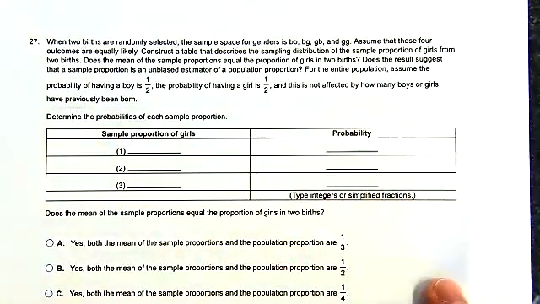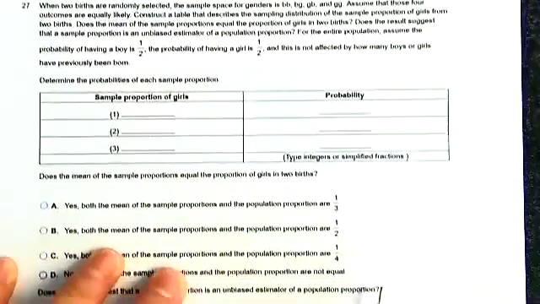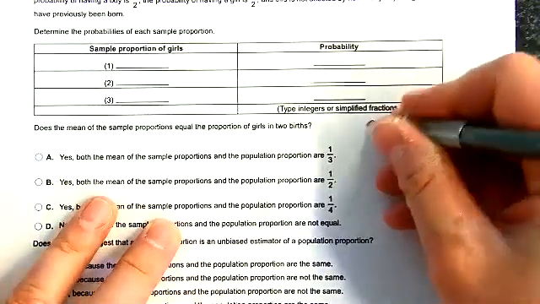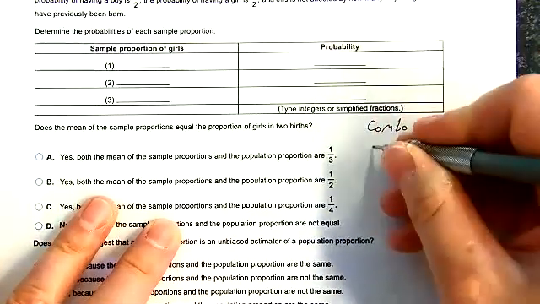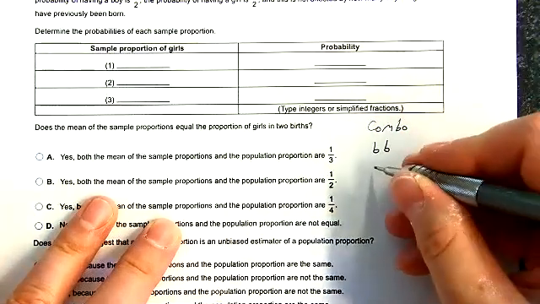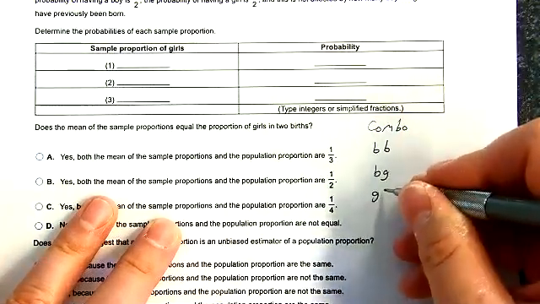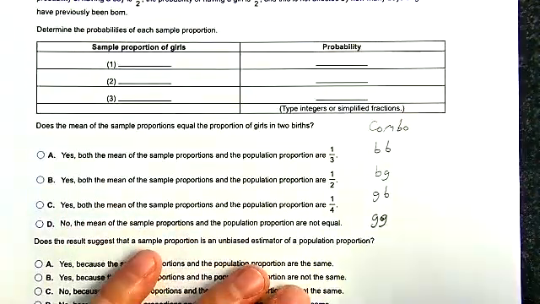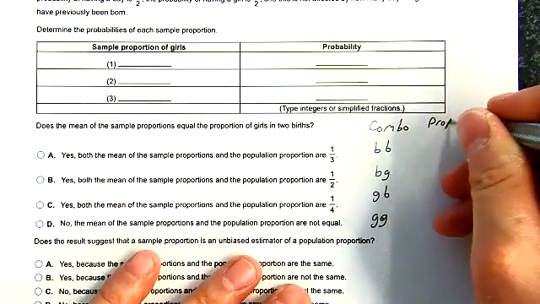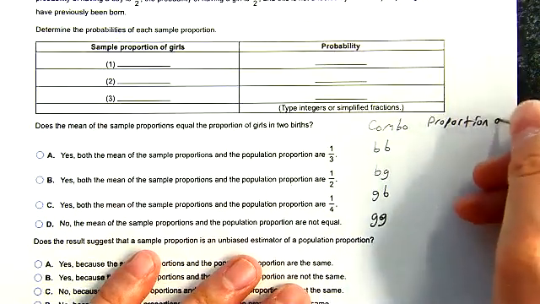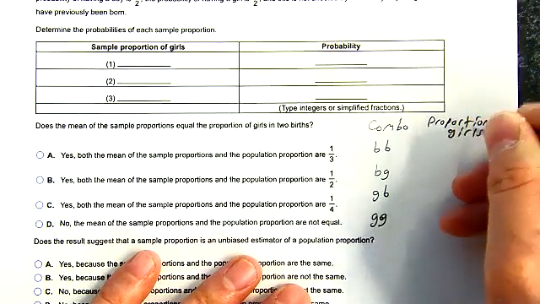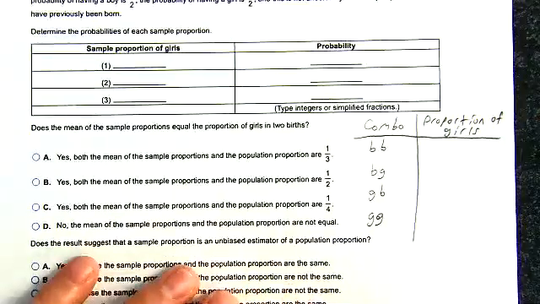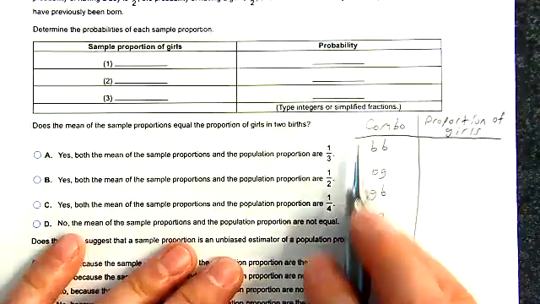Okay, so what we want to build is a small table where we look at each combo. So they had boy, boy, boy, girl, girl, boy, girl, girl. And then they want to look at the proportion of girls. Well, the proportion of girls is just how many girls were there in this combination.